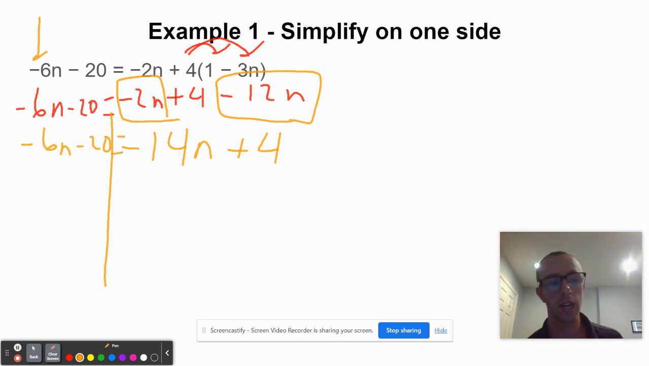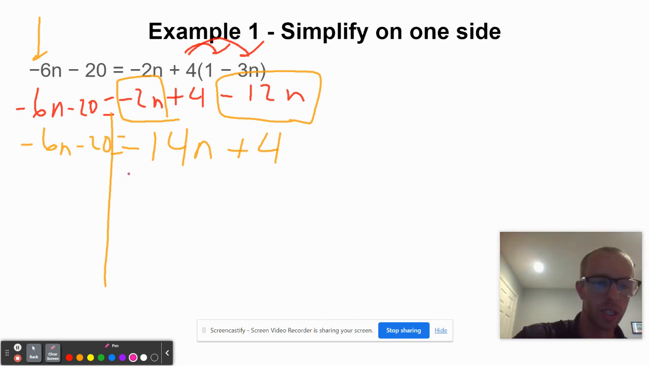All right? So I have negative 6n minus 20 on this side, on the left side here, and it equals negative 14n plus 4. You'll notice now this right side is also fully simplified. I've combined all the like terms, and I've done all the distribution. So now that I've done simplifying, I am ready to solve. And now it's just like we did in the last video, where we had the variable on both sides. Again, it doesn't matter which one you get rid of first. I prefer to get rid of the smaller one. What's smaller, negative 6 or negative 14? Well, that's negative 14. So to get rid of a negative 14n, I'm going to add 14n to both sides.